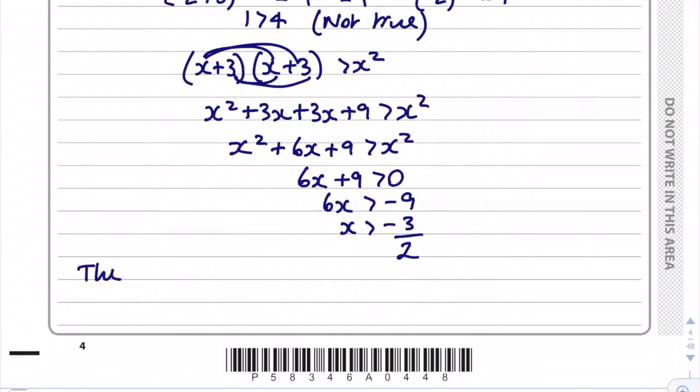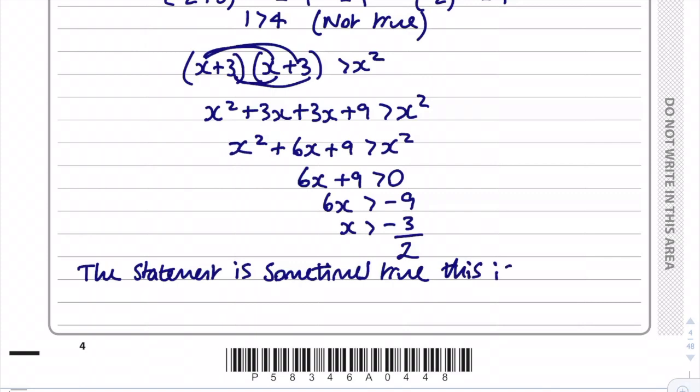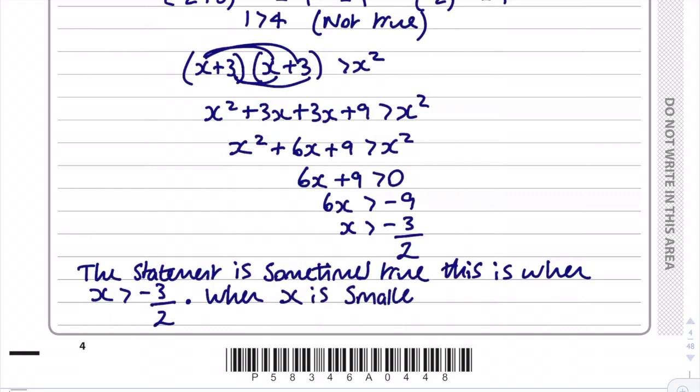So if we say the statement is sometimes true, this is when x is greater than minus 3 over 2. Then we can say when x is smaller than this value, the result is false.